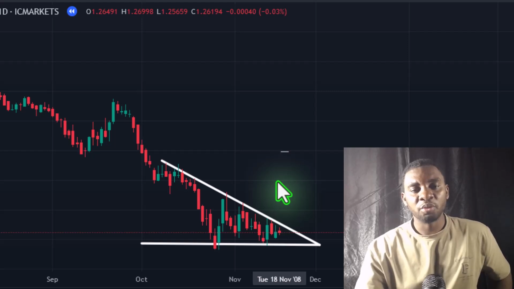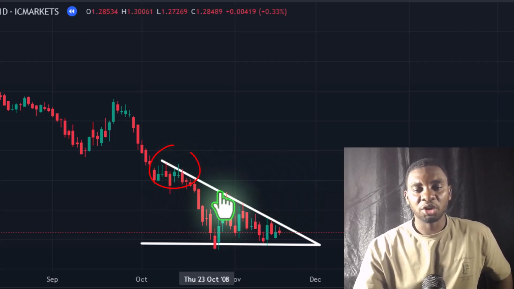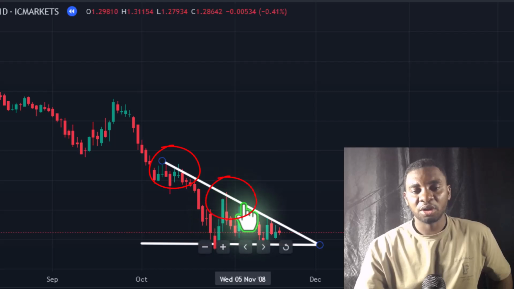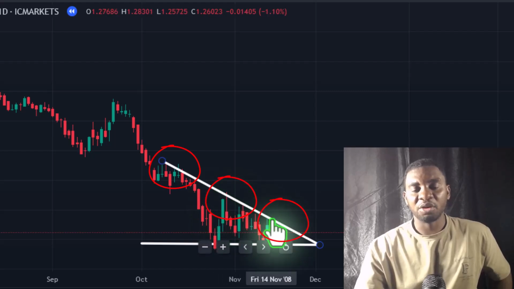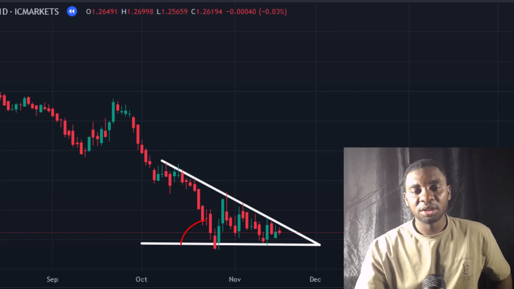I told you earlier on that there have to be 2 to 3 touches. And what we have here, we have one touch here, second touch here, third touch, and we have the fourth touch. On the support line, we have two touches here, and you can see 1, 2.